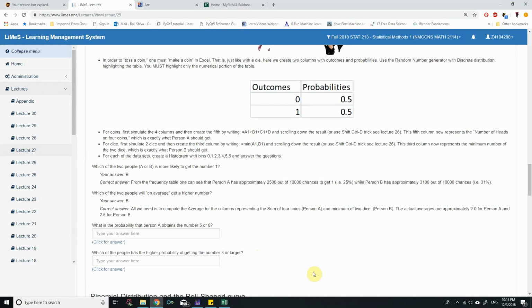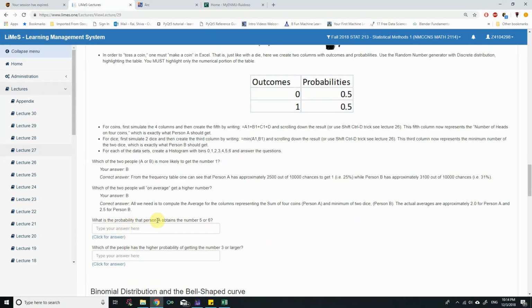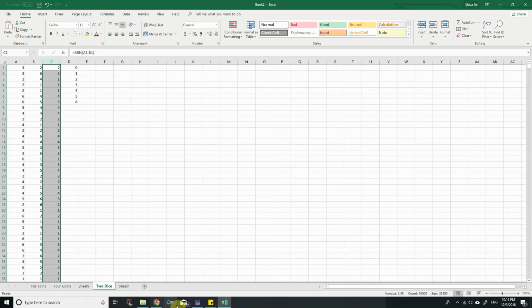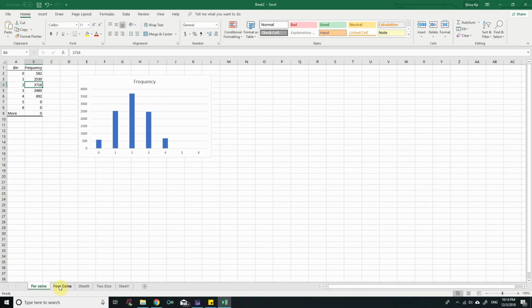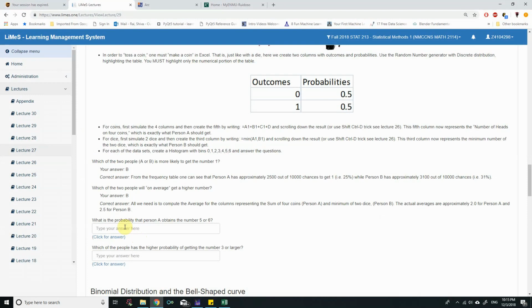Okay, so that's fine. What is the probability that person A obtains number 5 or 6? 5 or 6 means either 5 or 6. So for coins, either 5 or 6 means these two, so there is no possibility that they will get 5 or 6. Okay, and you know the reason why.